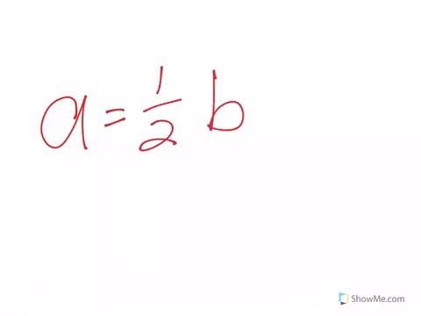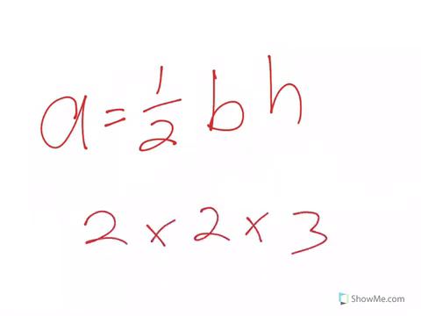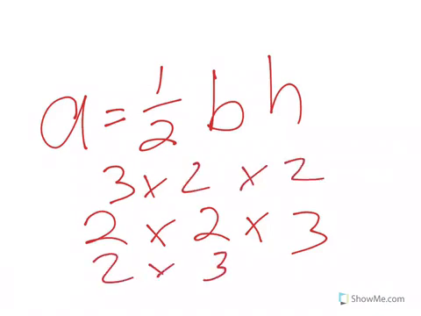And that formula is area equals 1/2 base times height, right? 1/2 base times height. And because of the commutative property, you can mix these numbers around. As long as you multiply them, it doesn't matter, right? Like 2 times 2 times 3 is the same as 3 times 2 times 2 is the same as 2 times 3 times 2, and so on and so forth.